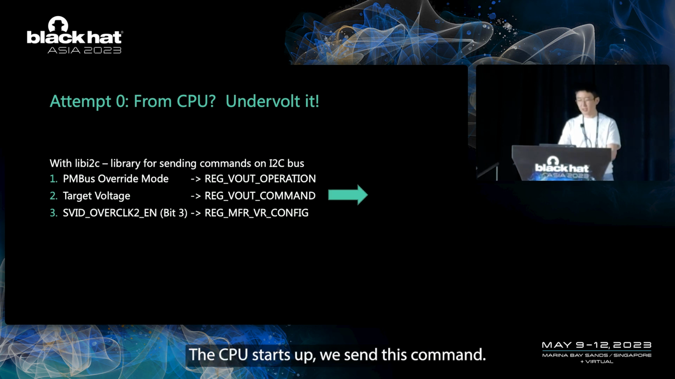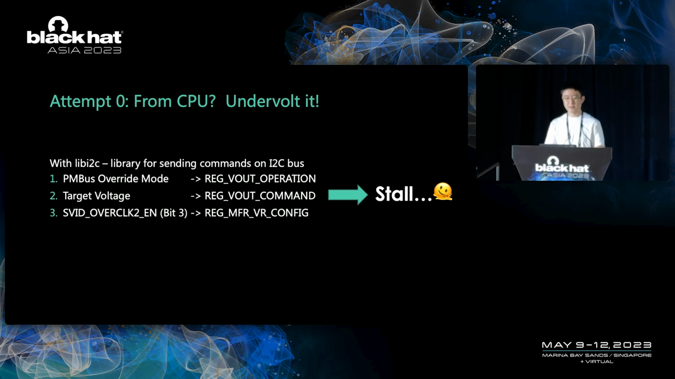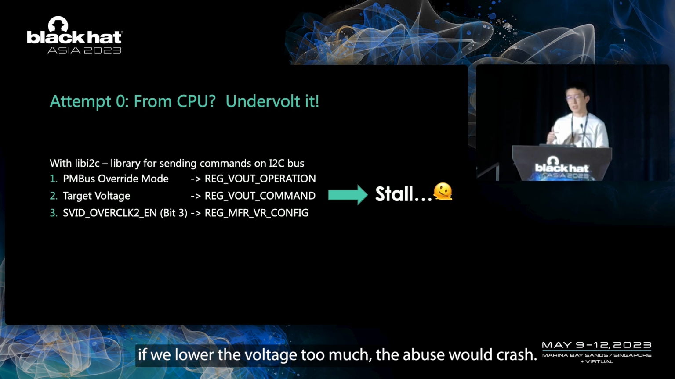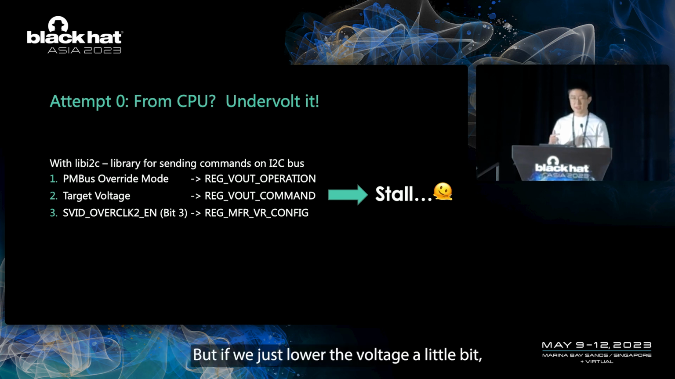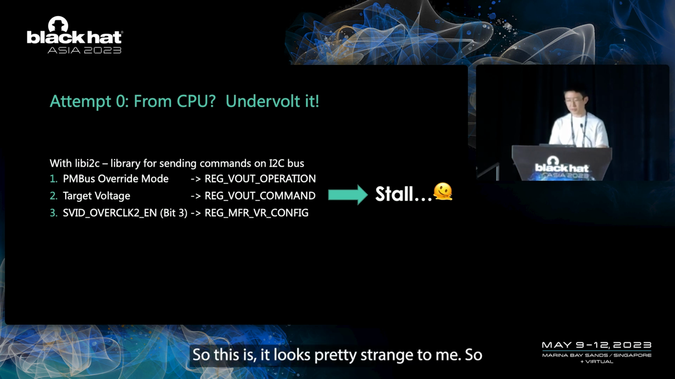The CPU stalls after we send this command. This is pretty strange, because if we lower the voltage too much, the CPU should crash. But if we just lower the voltage a little bit, the CPU shouldn't crash, right? This stall happens even if we lower the voltage just a little bit. So this looks pretty strange to me.